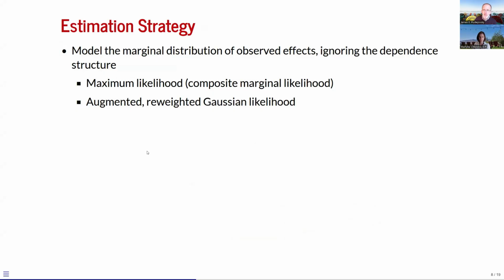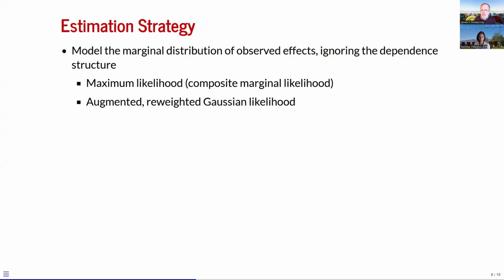So we apply these models to data sets that include dependent effect size estimates. Our strategy is essentially to ignore the dependence problem and estimate the model treating each effect size estimate as if it were independent. So we're modeling the marginal distribution without trying to take account of the dependence structure.